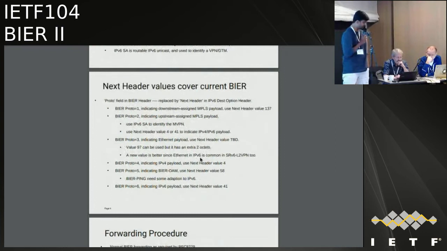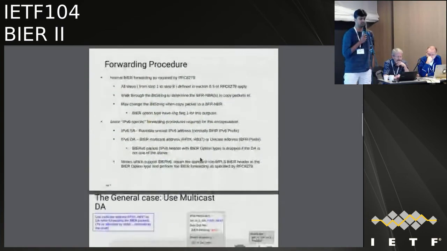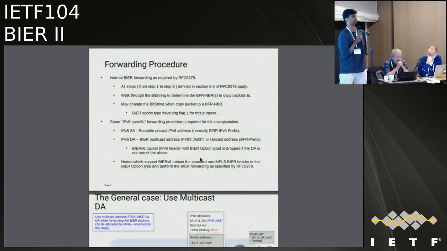I'll skip this one now. We'll go to the next one. So, forwarding procedures. We discussed before that it's just about where we put the BIER header. Once you decapsulate and get the BIER header, we follow the normal forwarding procedures as described by RFC 8279. There's no change there.